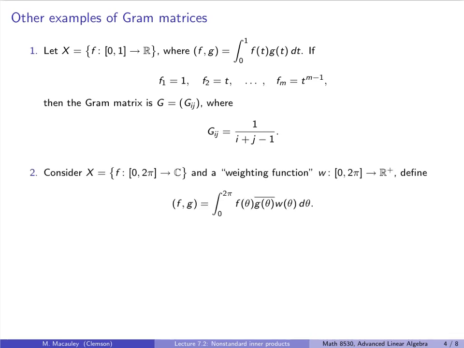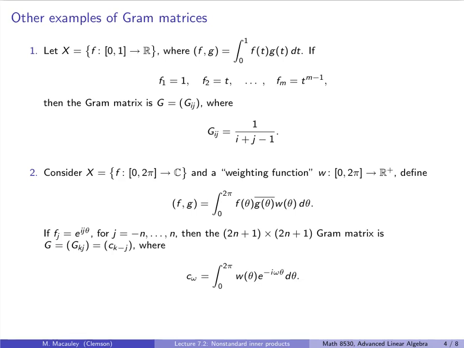For a more familiar example, consider the space of complex valued functions on 0 to 2 pi. If you prefer, you can think of these as periodic functions on the real line. And let w be a weighting function, so a positive function on 0 to 2 pi. We saw this when we studied Sturm-Liouville theory and generalized Fourier series a couple of lectures ago. So given that, define the inner product of f and g to be the integral from 0 to 2 pi of f of theta, g of theta bar times w of theta d theta.